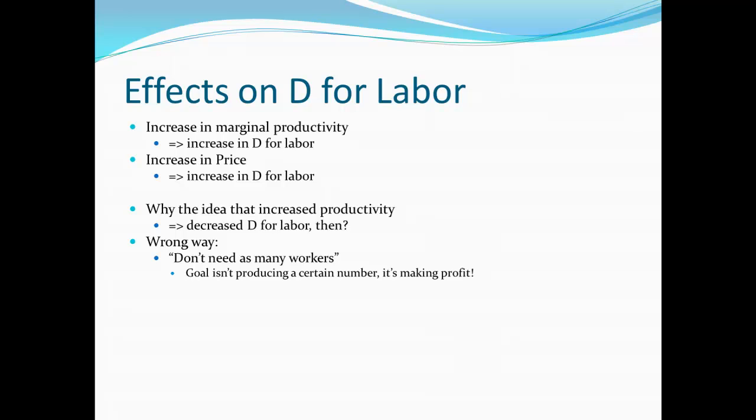Now, the wrong way to think about it is this way of, oh, that means we don't need as many workers as before. We can produce the same amount of stuff with half as many workers. While this is technically true, it totally abandons what we believe the goal of business actually is. The goal of business is to earn a profit. It's not to produce some amount of a product. Oh, I just want to produce 100 units of the product. No, that's not true. What you want to do is make as much profit as you can.